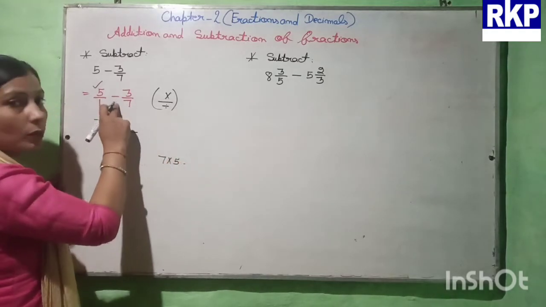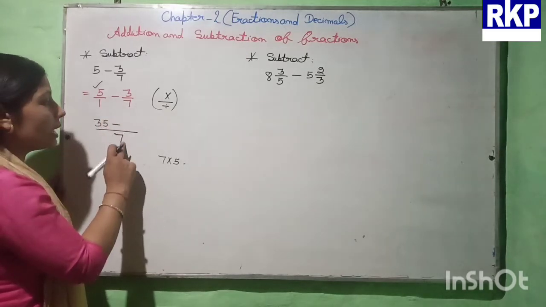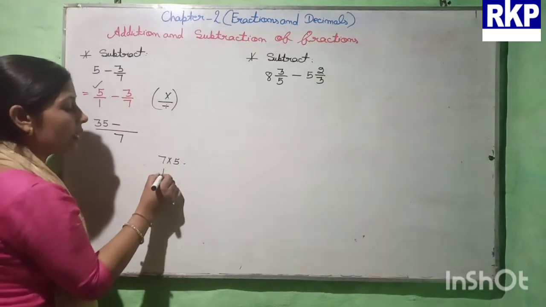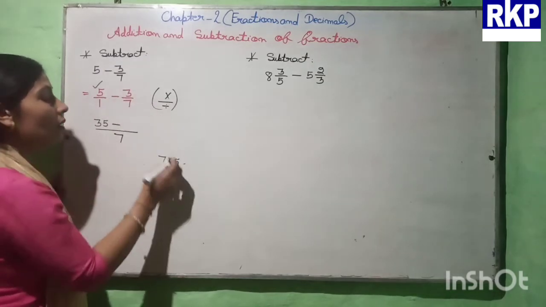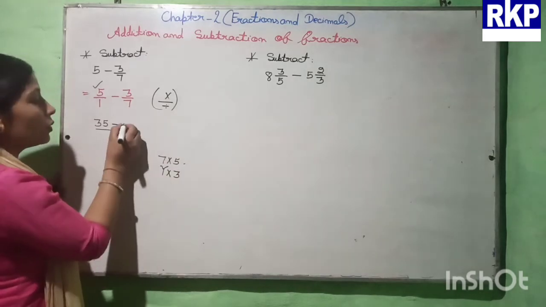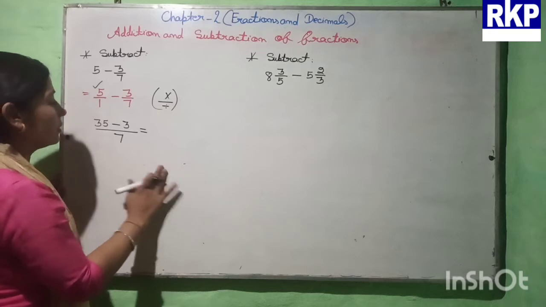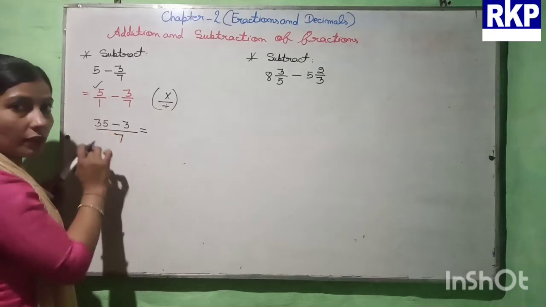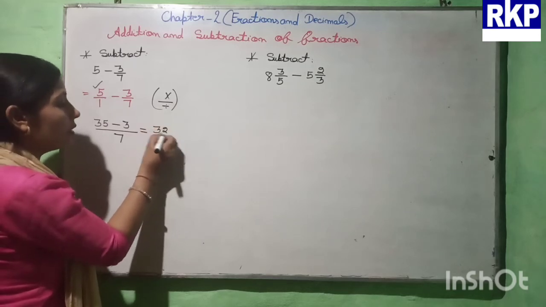Then put the symbol of this subtraction, minus. Now we have to divide this 7 with this 7. So here we will get 1. Now we have to multiply this 1 with the numerator. Okay, so 1 threes are 3. Now we have to subtract this 3 from 35. So 35 minus 3 will give us 32.